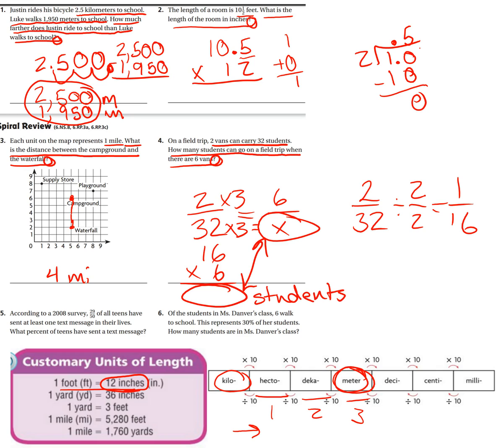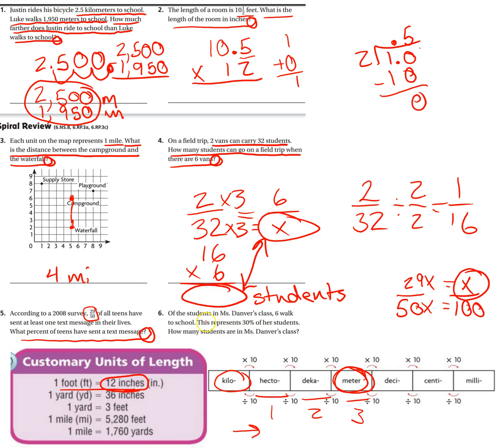Okay, number 5, according to a 2008 survey, 29/50 of all teens have sent at least one text message in their lives. What percent of teens have sent text messages? So for number 5, you're going to want to take 29 over 50. Percent means per 100. That's going to tell you your percent. Multiply the bottom, and then multiply the top by the same thing to find your percent.